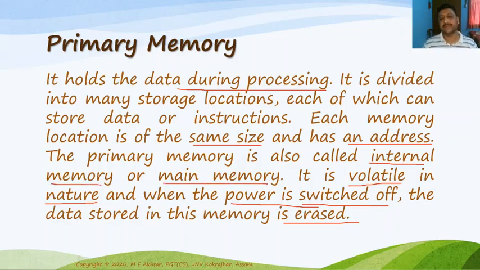Similarly, it is given different names at different times. Main memory may be called internal memory, it may be called primary memory. There are so many names, but understand that it is a volatile memory, it is temporary memory and holds information for some time. And whenever the computer is switched off, all the data will be erased from this primary memory.